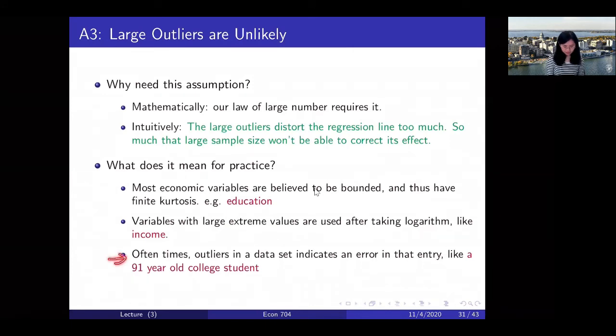And sometimes outliers in the data set indicate an error in that entry, and we should probably try to correct that error before using that outlier in our data set. For example, if in your data set you find a 91-year-old college student, that's probably wrong, and you might want to drop that observation. All right, so the bottom line is that in practice, we don't worry about this assumption very much.